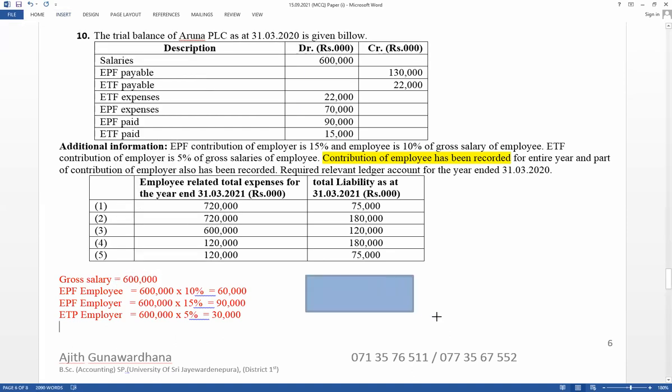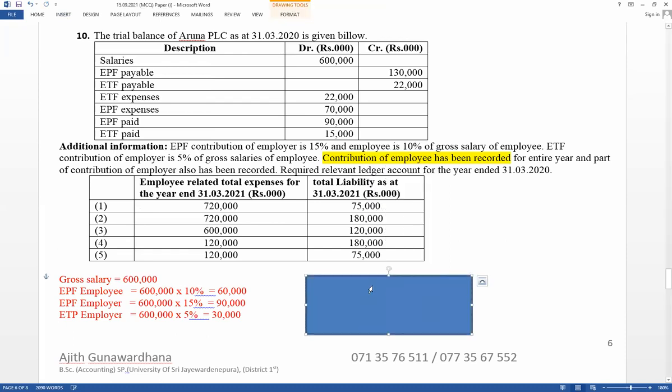There's first one, employee related total expense. As employee related total expense, as a salary you have to consider gross salary, and as EPF expense only employer contribution. Only employer contribution becomes expense. Contribution of employee is included in salary, no need to record again, as well as contribution of employer for ETF.